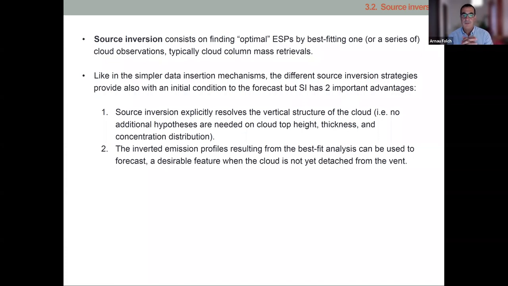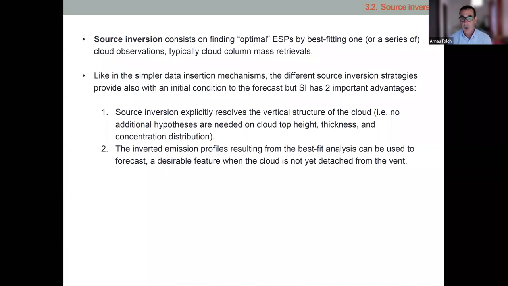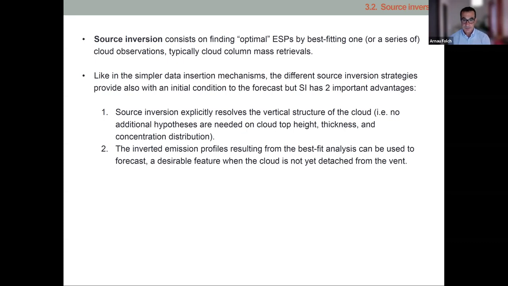When we do this, we are explicitly resolving for the vertical structure of the cloud. So as opposed to what happens with the data insertion, when we do the inversion, we do have a 3D reconstruction of the cloud. It's not just that we have a 2D observation and then we have to infer the three-dimensional structure of the cloud. But in the case of source inversion, we explicitly resolve for that.